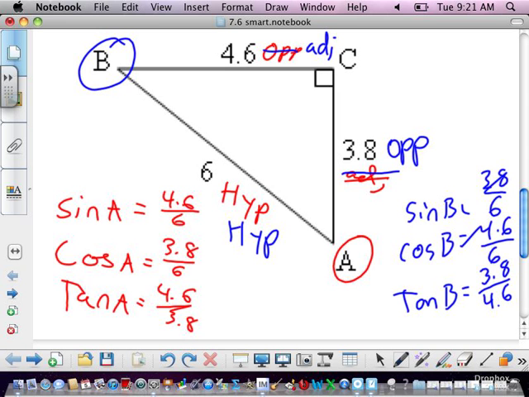4.6 over 6. B is nothing. B2C is 4.6. This whole side. We don't know what angle B is.